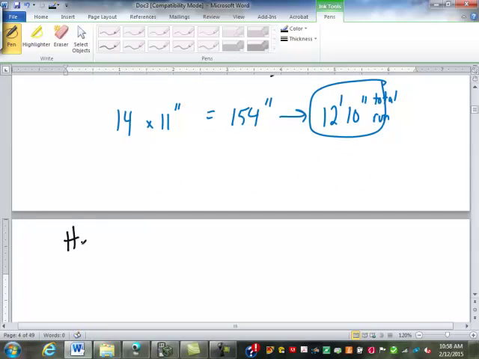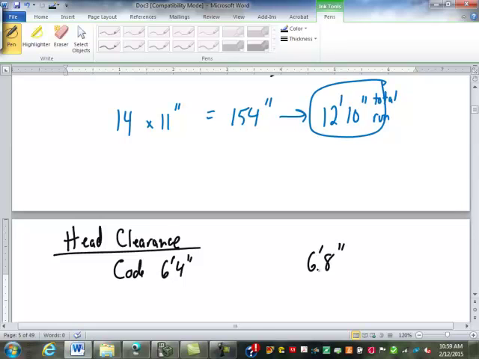Next thing we need to figure out is head clearance. You guys know what code is on head clearance? Code is 6'4", 76 inches. I almost always build my head clearance at 6'8", if possible.